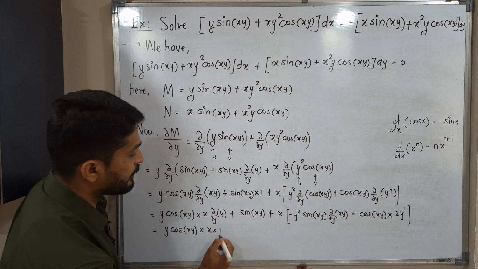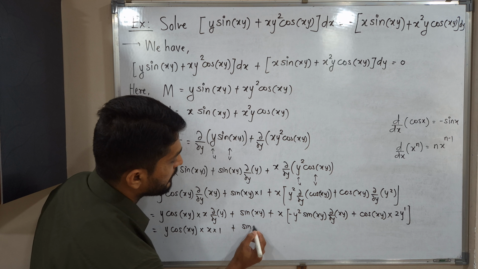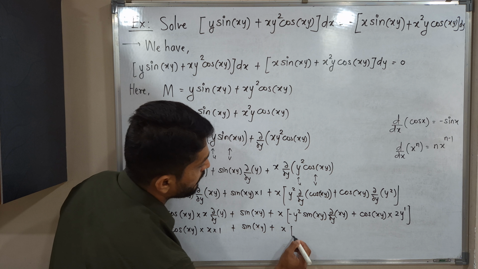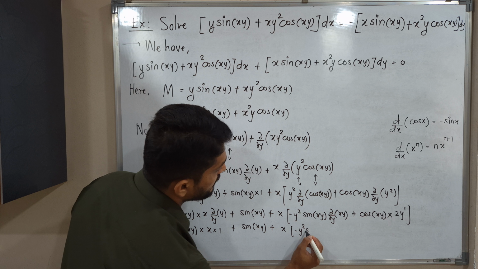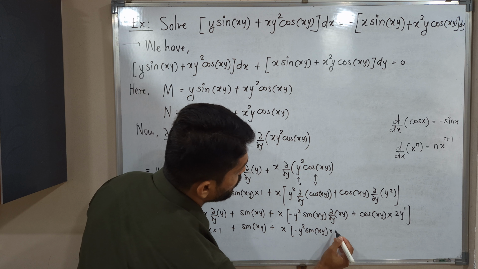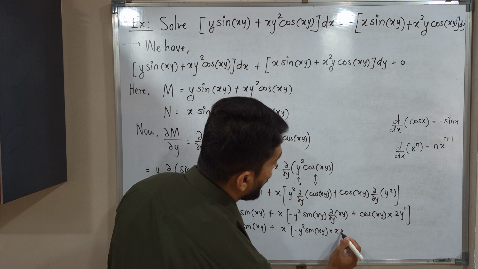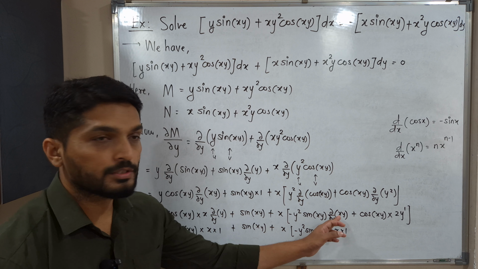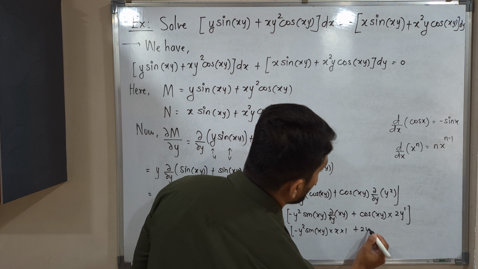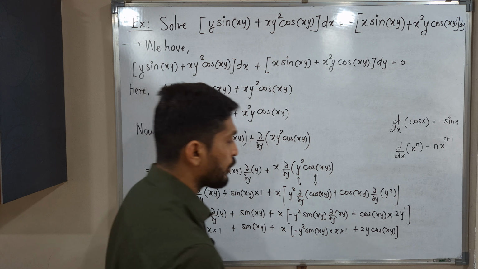Derivative of y with respect to y is 1, plus sin xy, plus x minus y square sin xy, I am writing as it is, into, so x is constant, it will come outside. Derivative of y is 1. Getting the point? X is constant, I took it outside. Derivative of y is 1 and this 2y cos xy. So it is almost over. This partial derivative is almost over.